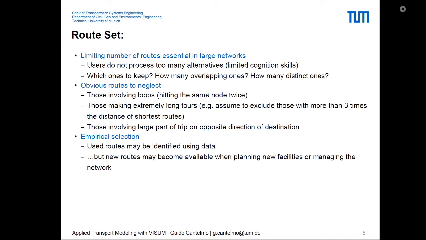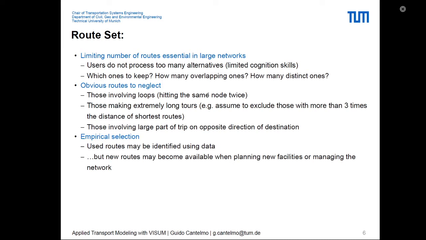Another thing that we need to consider is that some routes, of course, need to be removed a priori because they are not very reasonable. For instance, all routes that involve loops are usually not considered. A loop is when you cross the same intersection twice. So usually you don't want to cross the same intersection twice when you are traveling from one point to the other. So all these routes that generate loops are usually removed from the network.